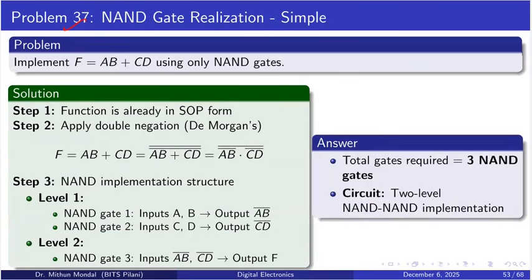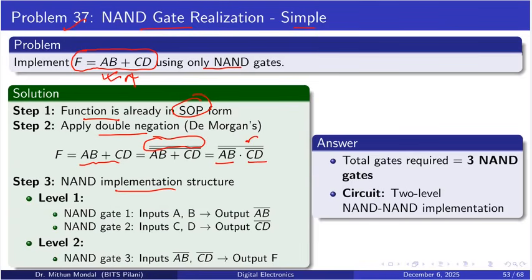Problem number 37 of this tutorial series, where we will see NAND gate realization in a simple problem. The problem is you have an expression F equal to AB plus CD. You have to use only the NAND gate, so you need to implement this expression. For the solution, step 1: the function is already in the form of SOP, that is sum of products form. So you can apply the double negation with the help of De Morgan's theorem. The function AB plus CD, if you apply the double negation, we get AB bar dot CD bar, and then the bar which is already present.